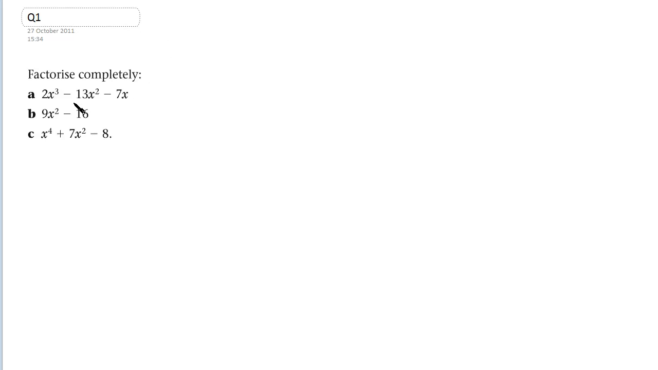Right, and our first question from the review section. We're going to factorize these three expressions. So the first one is 2x cubed minus 13x squared minus 7x.